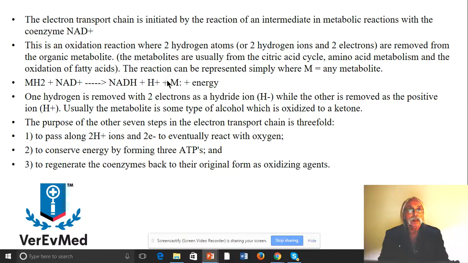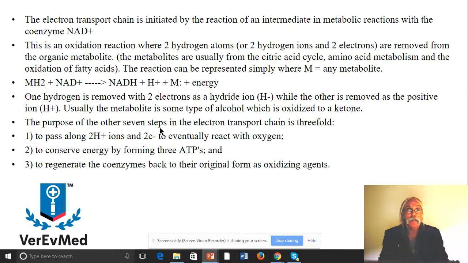Now you have the oxidized product, like the organic compound, and you're going to get energy from this reaction, which is ultimately going to be driven by that proton motive force in the intermitochondrial membrane to make ATP. You actually make 3 ATP per mole of NADH. All right. So one hydrogen is removed with 2 electrons. We call that a hydride ion, while the other is removed just as a proton or a positive ion. Usually the metabolite is some sort of alcohol, and we're oxidizing it to a ketone. That's a typical organic reaction, alcohol to a ketone.